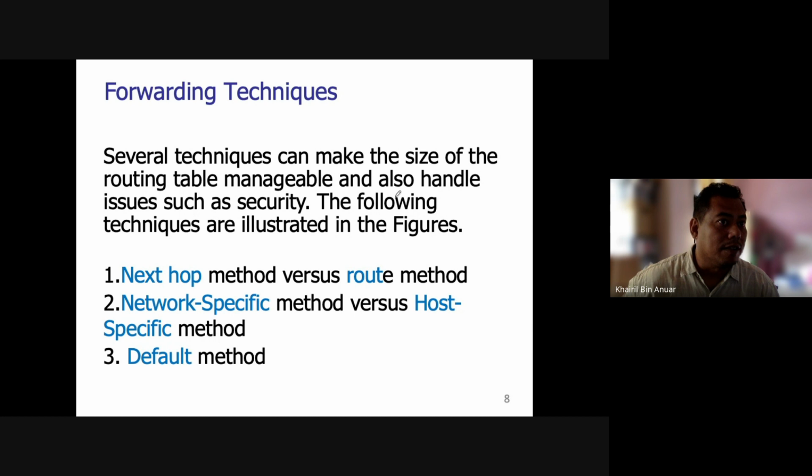And then you have a default method, which actually gives you a blind routing. Basically, if you don't know where to give this packet to, you tell it, if you don't know anything, just go to this specific switch or port itself, so that it is able to process your packet. So these are the few techniques that we will see later on today.